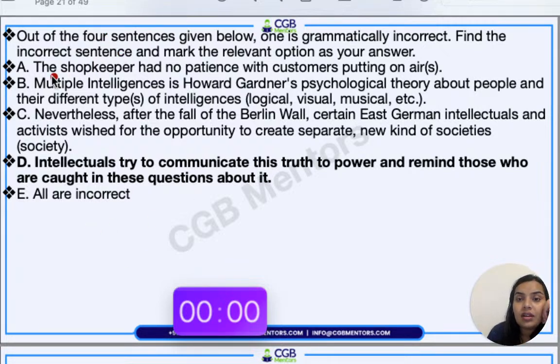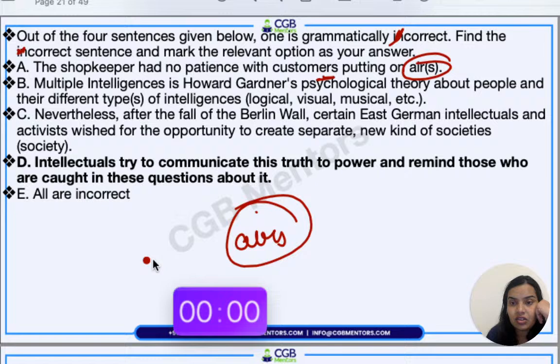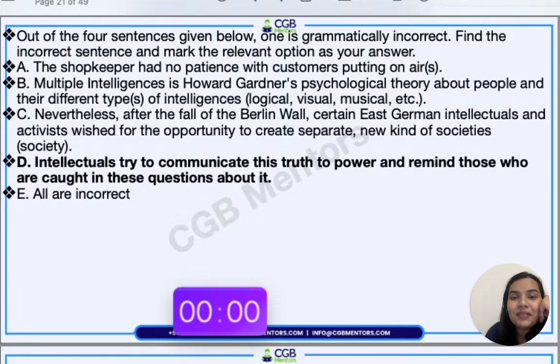Now this one, you okay? This one was my bad. You were supposed to mark the grammatically correct one. Pardon me for that. I'll still explain. The shopkeeper had no patience with customers putting on airs. Airs is pride, a bit of hypocritic arrogance nature. So that was to come here. This is +1 for all of you.